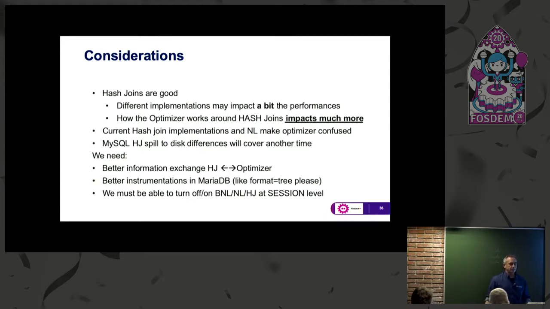And what else? Yeah, instrumentation. MariaDB, please give us a little bit better instrumentation to analyze the hash join itself, because the only way we have right now is EXPLAIN JSON, which is not enough. We don't have all the numbers that we may need. I understand that implementing a totally new format like tree is hard, while adding more information to the current one is easy. I don't care if it's tree or JSON. Just give us more detail.